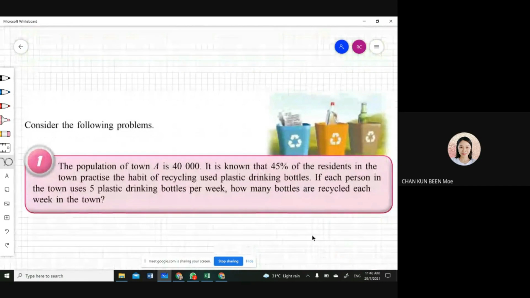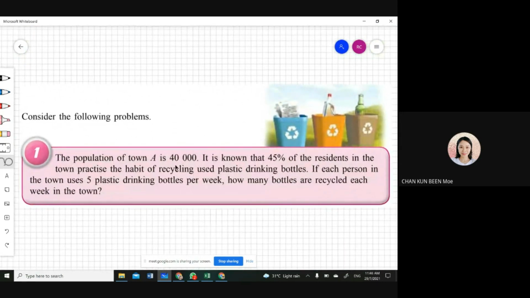So consider the problem. Okay, the population of town A is 40,000. It is known that 45% of the residents in the town practice the habit of recycling using plastic drinking bottles. Okay, so 45% out of 40,000. If each person in the town uses 5 plastic drinking bottles per week, how many bottles are recycled each week in the town? So over here, can you get the answer? Can get the answer or not? Yes. We can get the answer, right? We just need time to do the calculation or the computation over here.